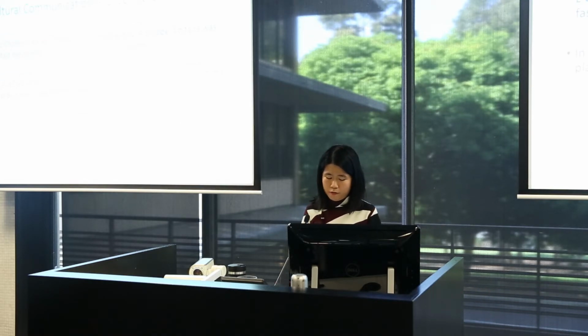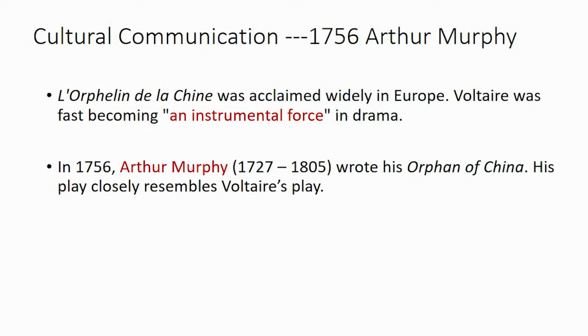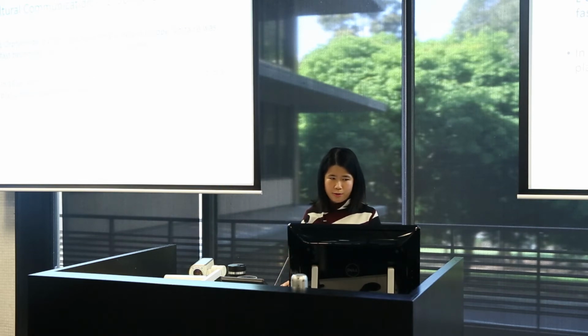So the success of Voltaire's adaptation was not only confined to France alone. The play was acclaimed widely among Europe. In England, by the middle of the 18th century, Voltaire became an instrumental force in the drama. And in 1756, Arthur Murphy wrote his Orphan of China. And his play closely resembles Voltaire's play. So we have an original edition over there as well by Arthur Murphy in the 18th century.